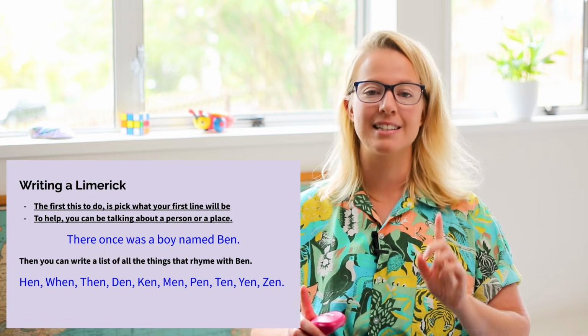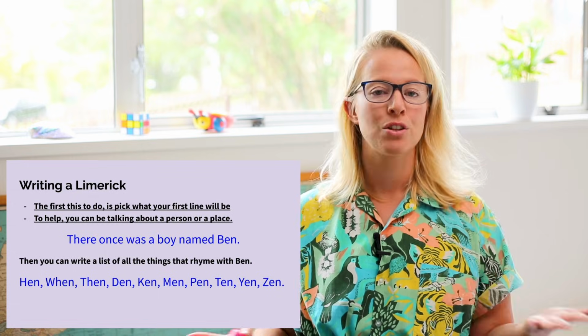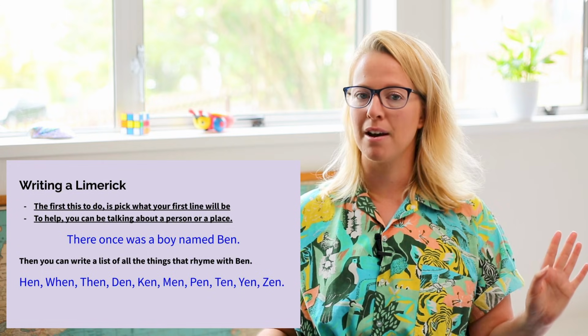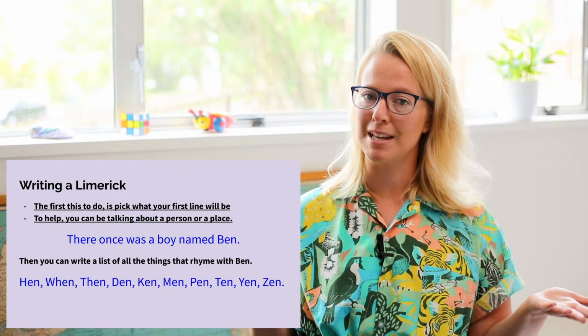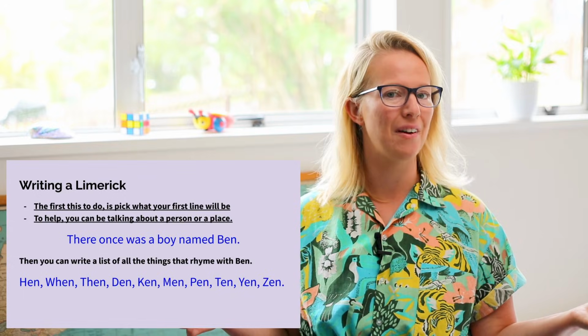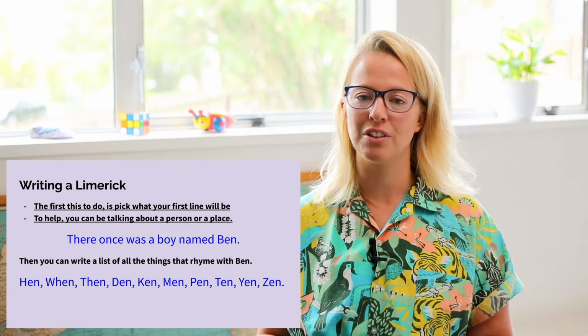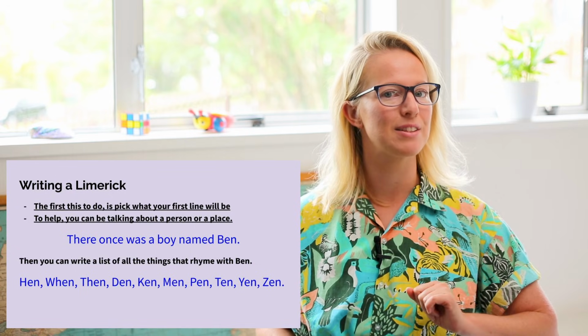So now I need to come up with my second line that needs to rhyme with Ben. So to do that on a separate piece of paper, I'm going to write down as many words that rhyme with Ben. Some examples are hen, when, then, den, ken, men, pen, ten, zen, yen. Alright, that's given me lots of opportunities for rhyming words. So I need to come up with my second sentence.